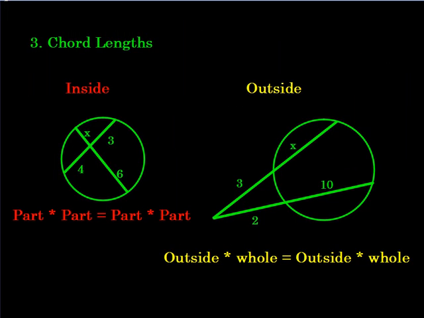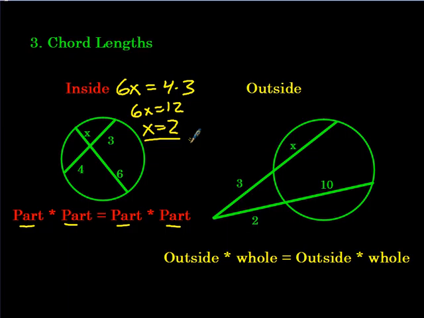Let's move on. Chord lengths. There were 2 scenarios with chord lengths, inside and outside. If it was inside, you did part times part equals part times part. So in this example, I would do 6 times x, those are the 2 parts of this chord, equal to the 2 parts of this chord, 4 times 3. 6x equals 12, divide both sides by 6, you get x is 2.